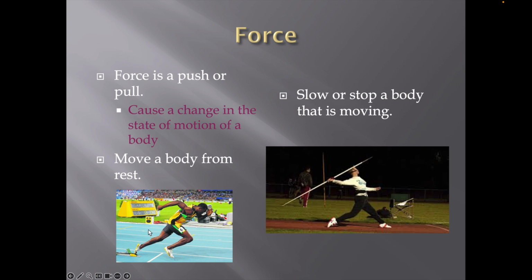So, for example, a person accelerating out of the blocks there, okay, needs to produce force there to accelerate out. Another example is decelerating by stopping a body that is moving. So in a javelin throw, the person runs up, stops their body, and then launches the javelin in the air. So by having to stop the body, force needs to be produced there to stop the person from sprinting forward.